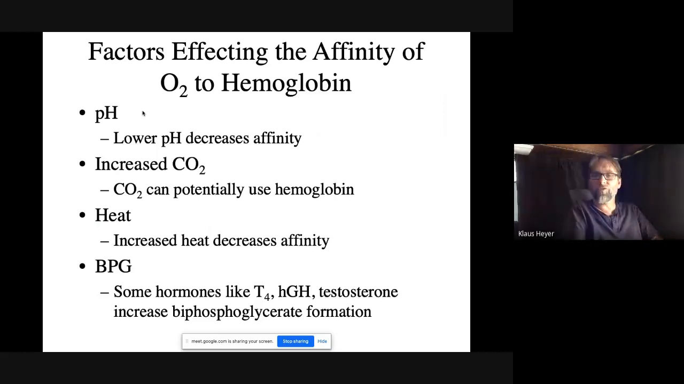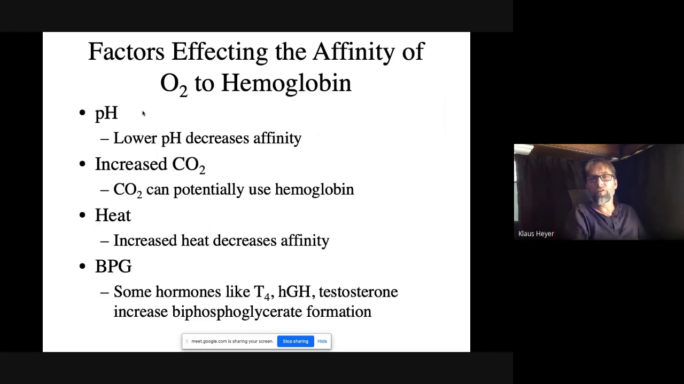Lower pH decreases affinity, meaning that affinity means to like. So oxygen doesn't like hemoglobin as much when the pH goes lower. And so you could see that with ketosis or acidosis.